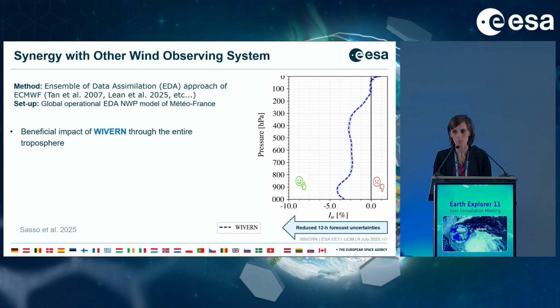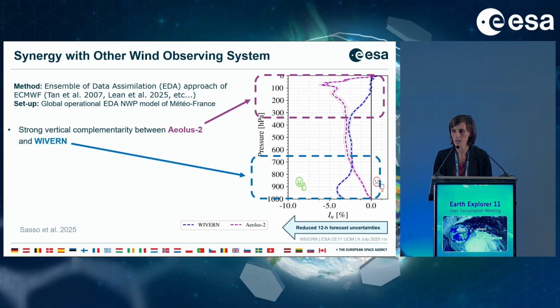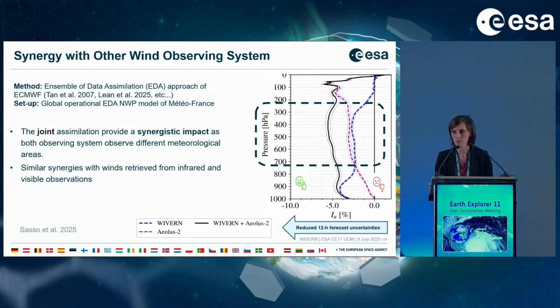Now, how does it compare with the assimilation of other wind observing systems? Let's have a look with Aeolus 2, for instance. So Aeolus 2, in violet, will improve the upper troposphere as well as the stratosphere, whereas WIVERN will have a larger impact in the lower troposphere. And in the mid-troposphere, we can see that both observing systems have a similar impact. But when we assimilate both observations jointly, we keep decreasing the forecast uncertainties, and this is only driven by the unique nature of both observing systems.